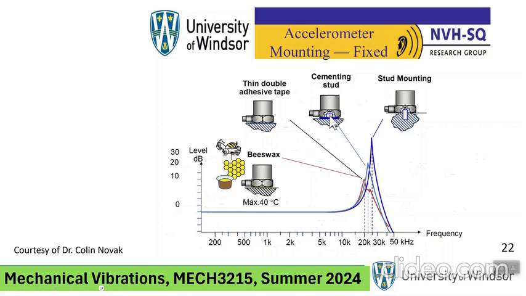It can be a cementing stud, okay. It can be mounting, like a screw type thing, stud mounting here, and double adhesive tape. You can see that the behavior is pretty much the same, except that the natural frequency of that gadget can be different depending on the mounting. It reveals itself as a different number. Okay.